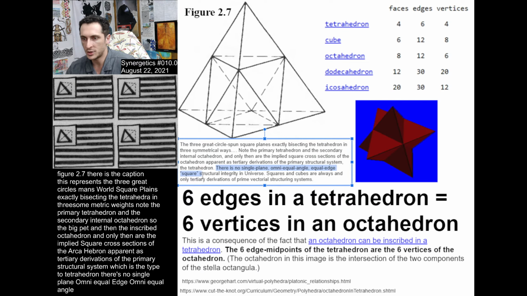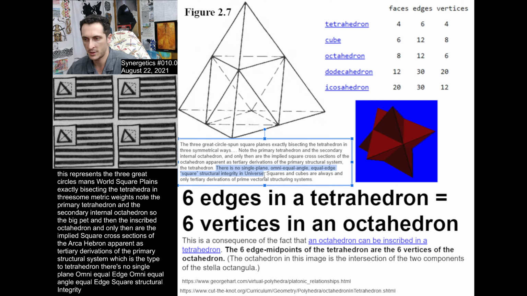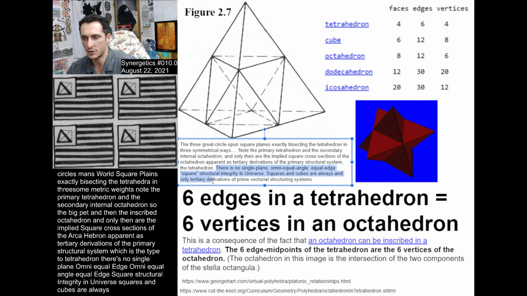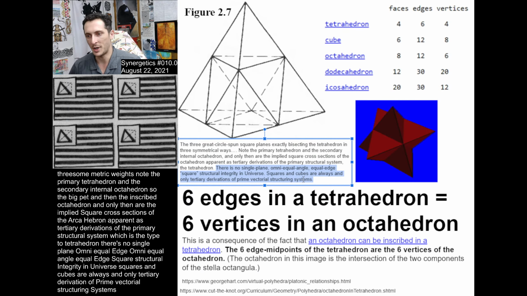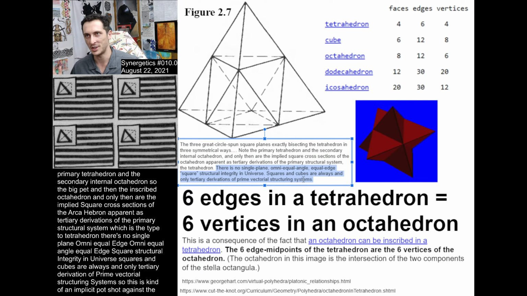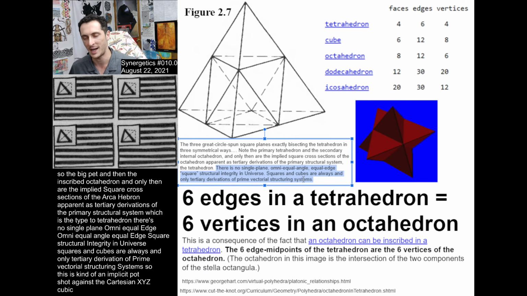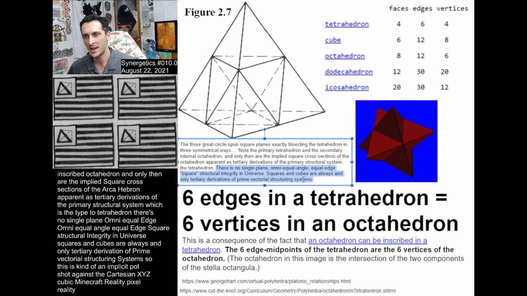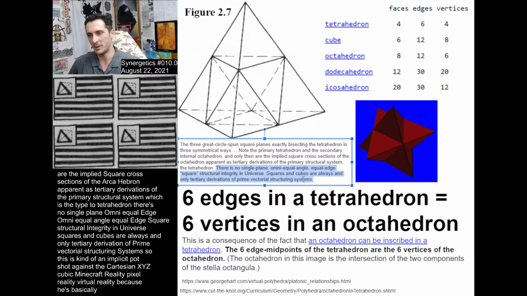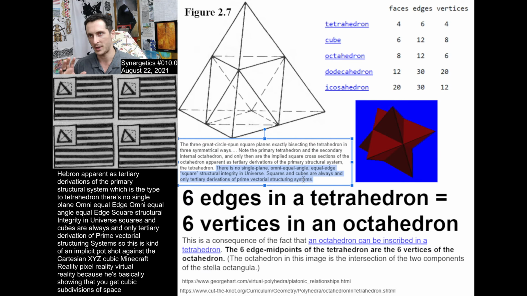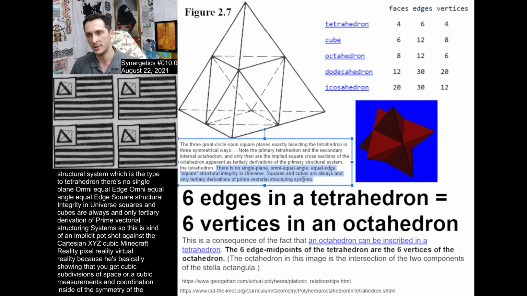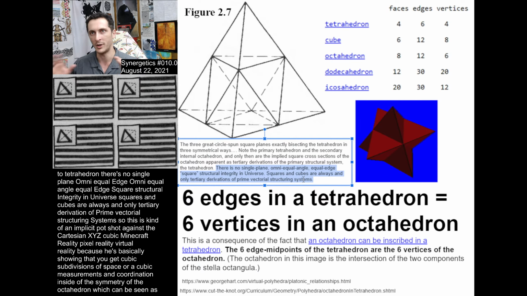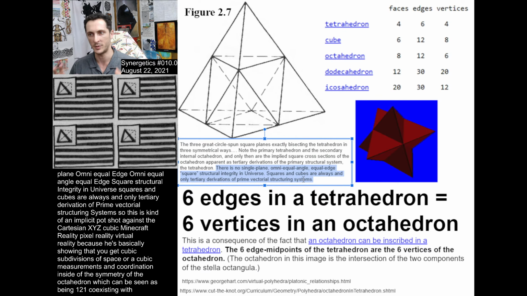There is no single plane, omni equal angle, equal edge square structural integrity in universe. Squares and cubes are always and only tertiary derivations of prime vectorial structuring systems. So this is kind of an implicit pot shot against the Cartesian XYZ cubic Minecraft reality, pixel reality, voxel reality, because he's basically showing that you get cubic subdivisions of space or cubic measurements and coordination inside of the symmetry of the octahedron, which can be seen as being one-to-one coexisting with a specific tetrahedron.